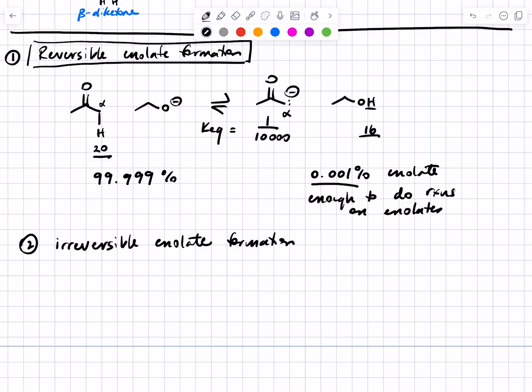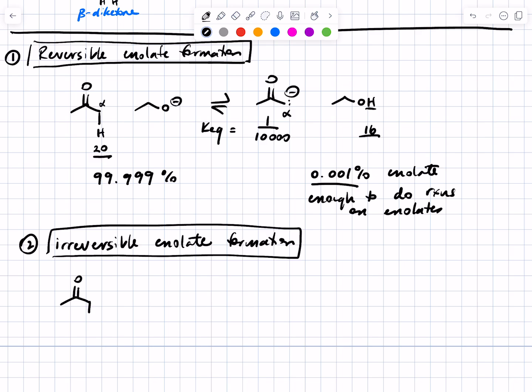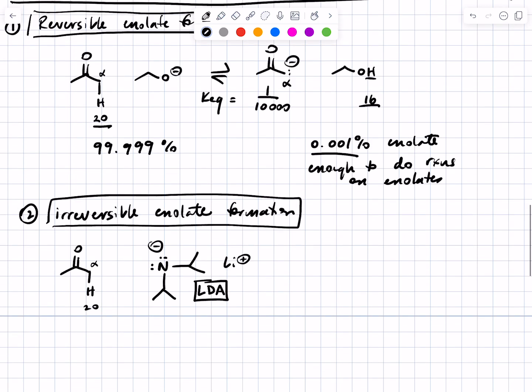All we mean by this is we're going to use a base that's strong enough that equilibrium will favor enolate formation by 100%. So here is our same ketone, same pKa of 20. We're going to use a base that looks like this. Negatively charged nitrogen bonded to two isopropyl groups. And it turns out lithium is the counter ion. This is a base that's called LDA, where that's an acronym that stands for lithium diisopropyl amide.